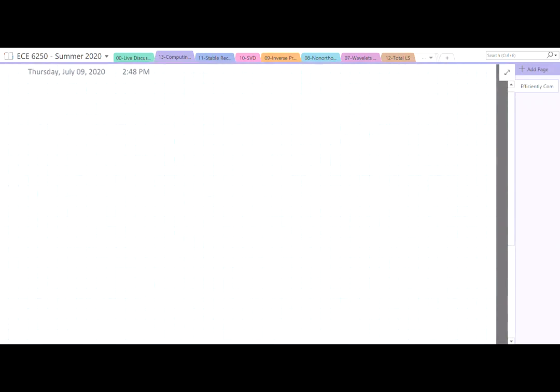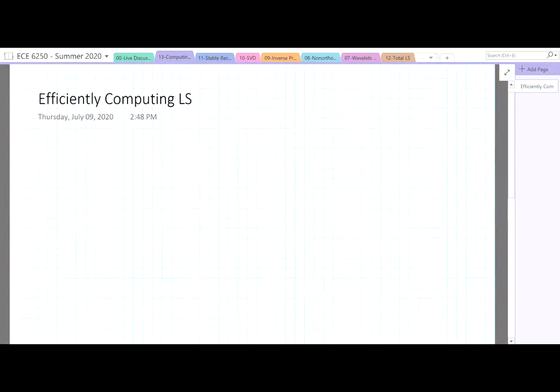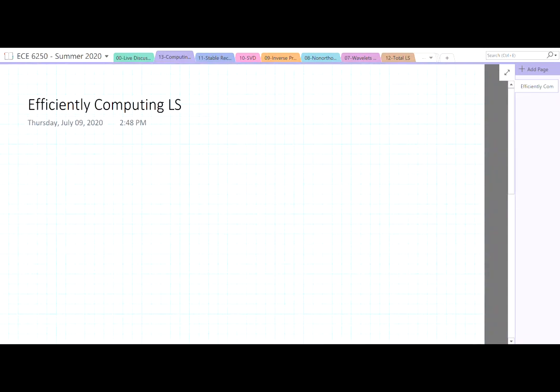Welcome back. We've talked about a lot of systems in the last few weeks. I'd like to spend just a little bit of time talking about how we actually do some of these computations. So here's a quick summary of various least squares problems and solutions that we have discussed.